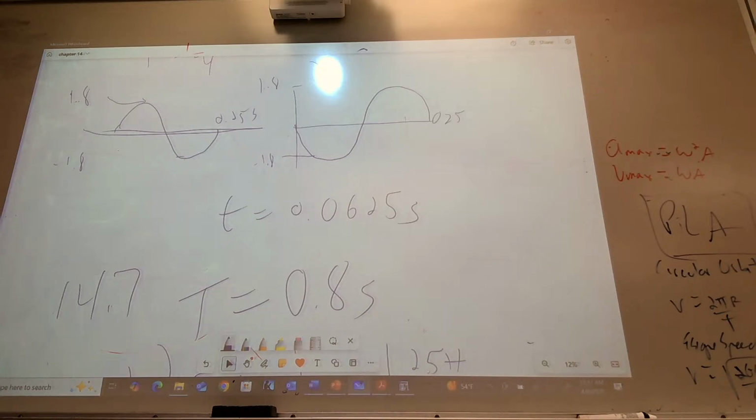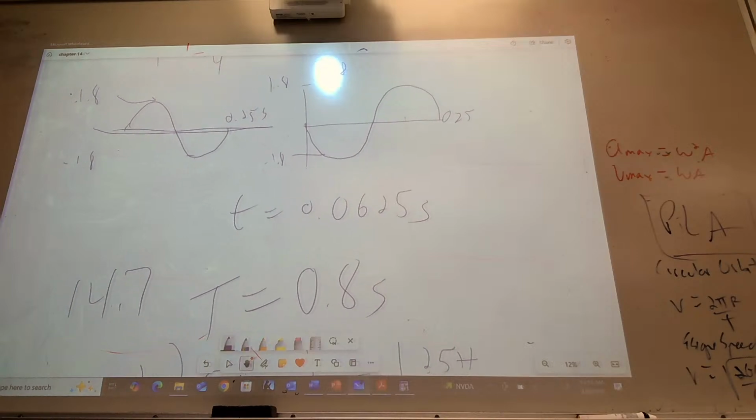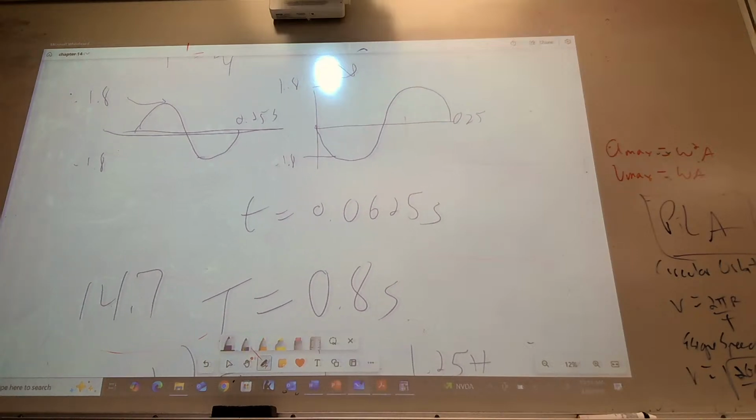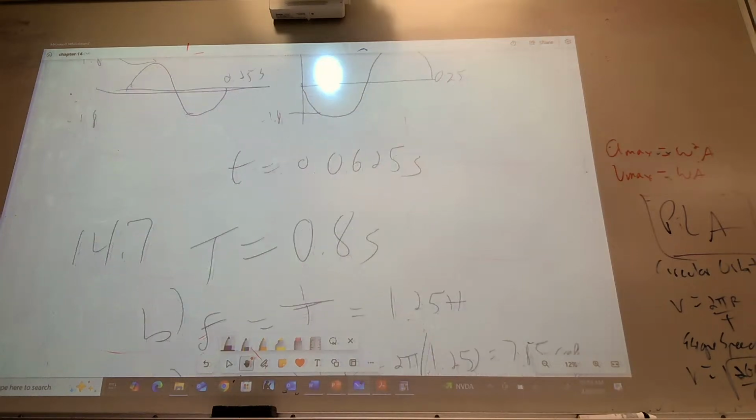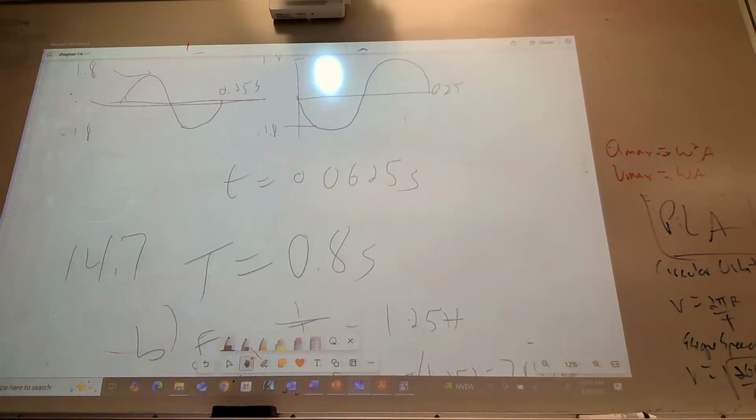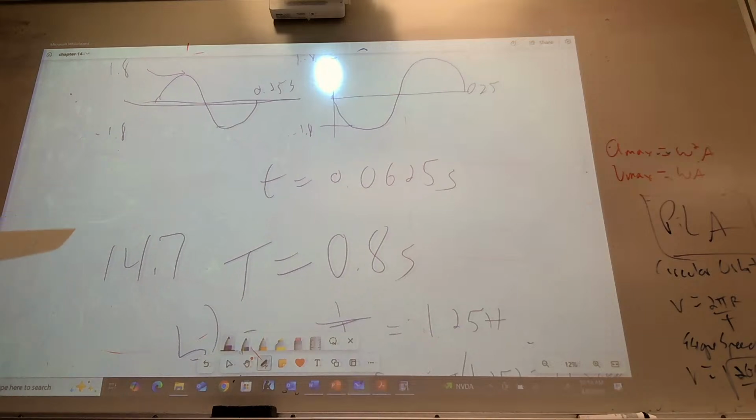Is this right? Okay, that's right. So just getting the reciprocal. Our period and frequency are reciprocals. And 1 over 0.8 is 1.25.